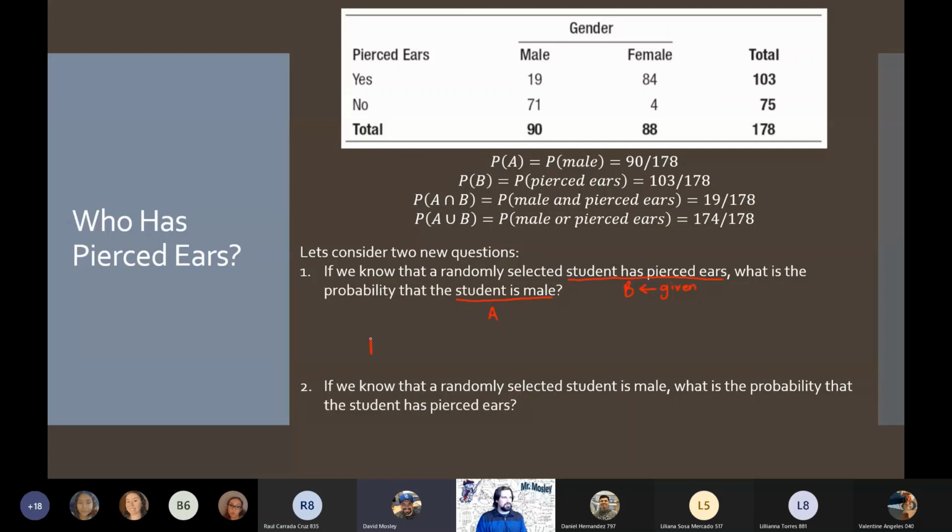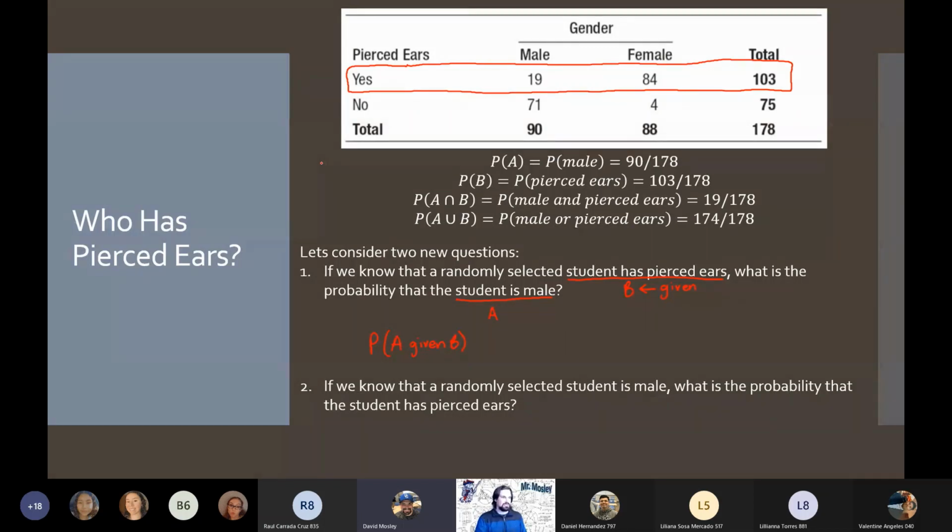So we want to find out P of A given B. Written as like kind of a statement here. We'll get to the notation next. So what's the probability that event A happens given that B has already occurred? We've already picked the student and we know the student has pierced ears. So that means the only set of data I need to look at is the students with pierced ears. I don't need to worry about the other students who don't have pierced ears.